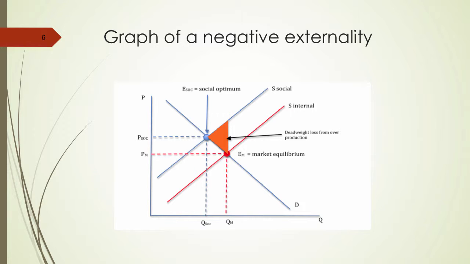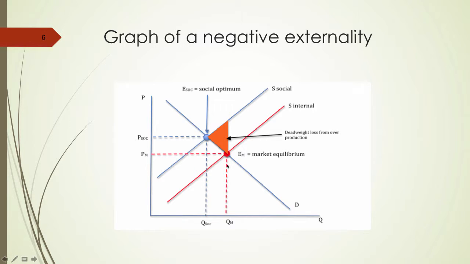We have a demand curve, right here, this blue line sloping downward, and then we have initially this red supply curve, the one labeled S internal. That focuses our attention on who's bearing the costs of production. In this case, the costs are borne by the firm, just like a normal production process.